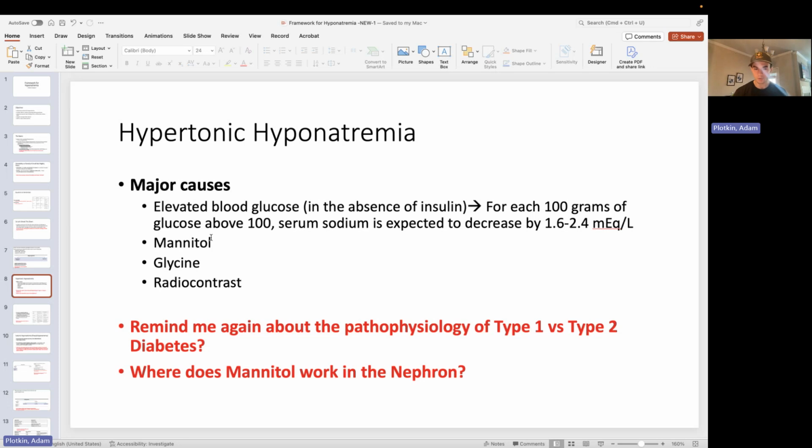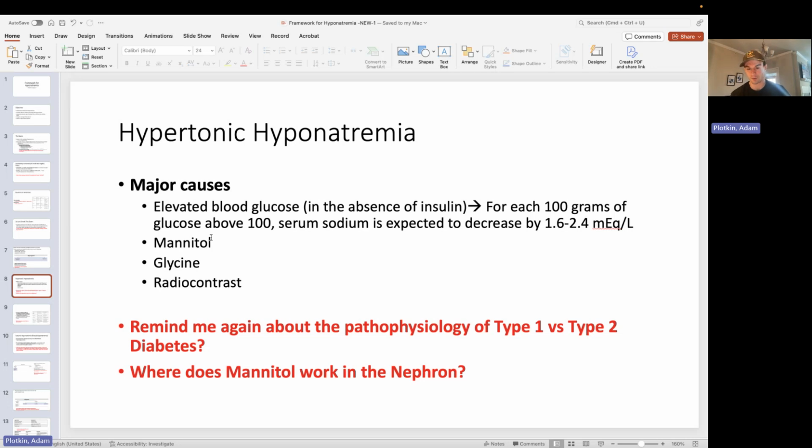Okay, other things that could cause this are mannitol. Remember, that works in the proximal convoluted tubule of the nephron. And we have glycine that's sometimes used in neurological procedures, and radiocontrast. Okay, so some follow-up questions. I already told you where mannitol works. That's just a good one to remember. Remember, that's really good for reducing intracranial pressure too, along with acetazolamide sometimes.